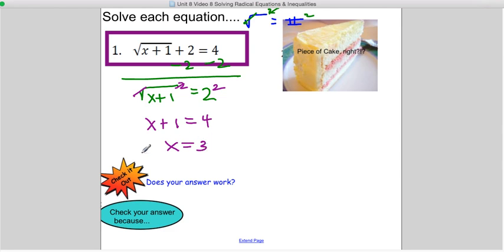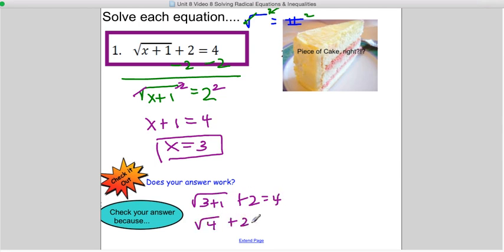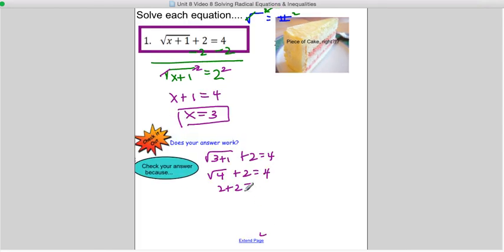Now you should always check your answer. Does it work? Okay. If I plug in 3, 3 plus 1 is 4. We want to know, does all this equal 4? So this is the square root of 4 plus 2. Does that equal 4? Square root of 4 is 2. 2 plus 2, does that equal 4? Yes. So that answer works. Okay, so we know that one works. Let's go ahead and move on to the next example.